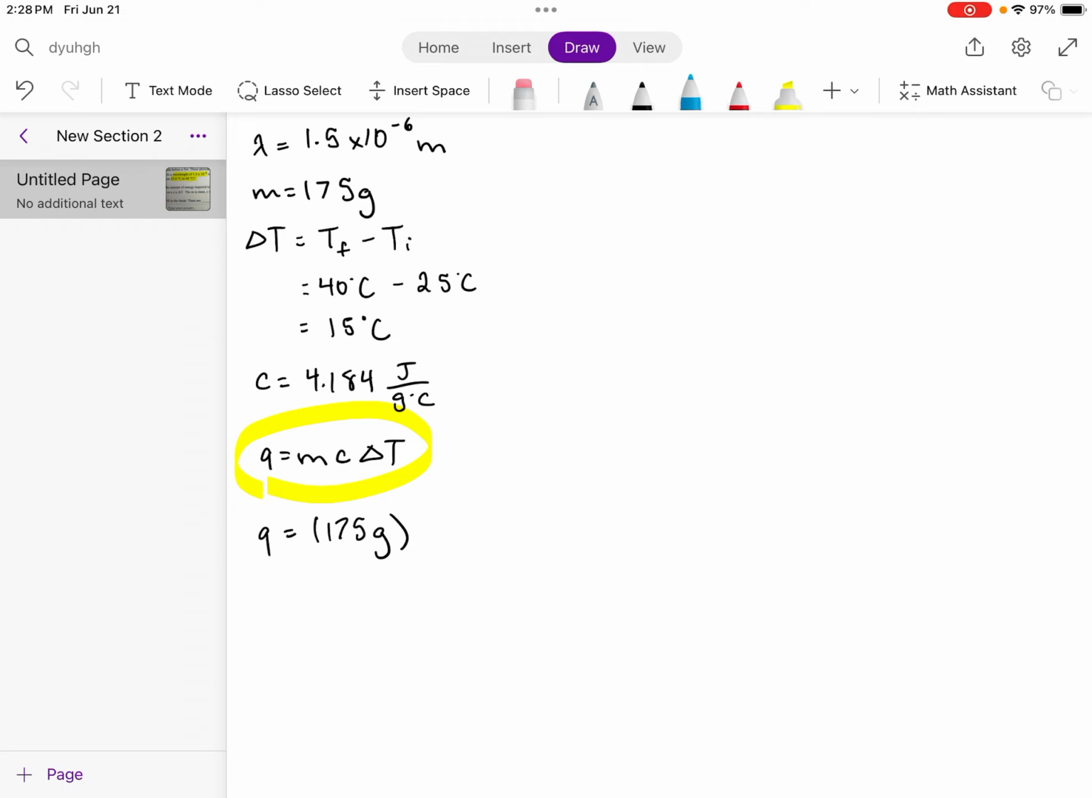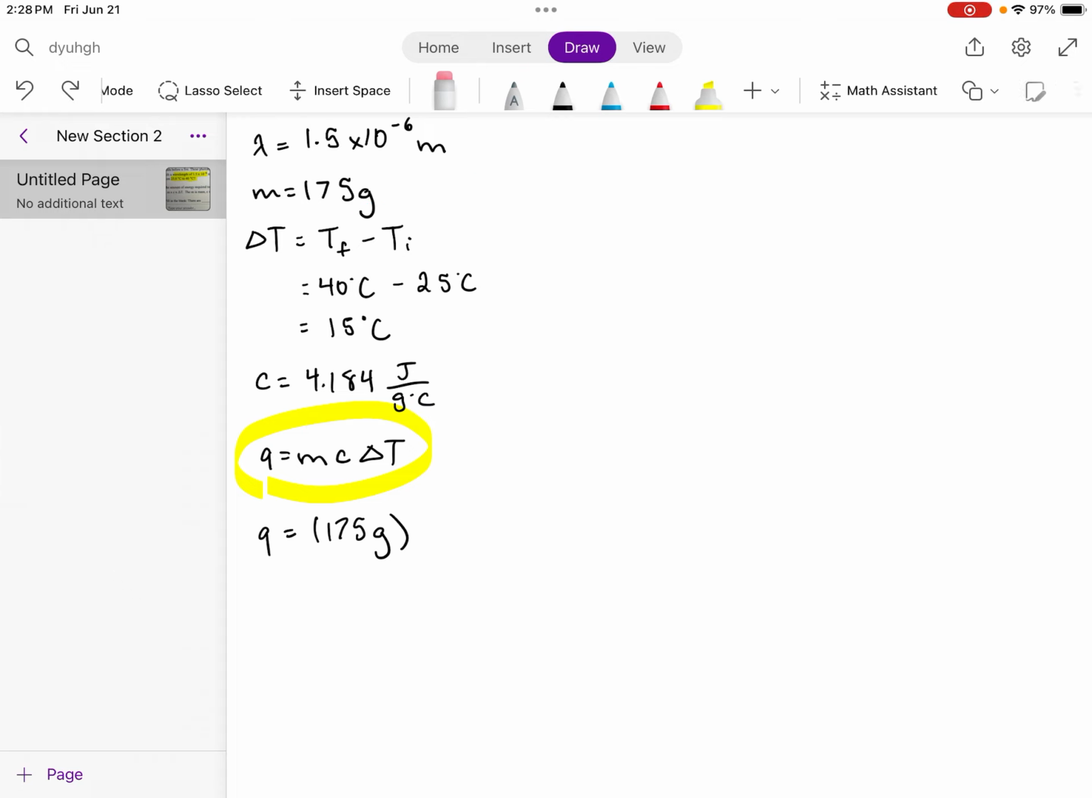So we have grams here, Celsius, and then joules per gram degrees Celsius. So right now this looks good. There would be red flags if this was 0.175 kilograms. We would notice, hey, you can't cancel out grams and kilograms. You have to convert from one form to the other, right? Or if the Celsius was in Kelvin, you'd have to convert that first.